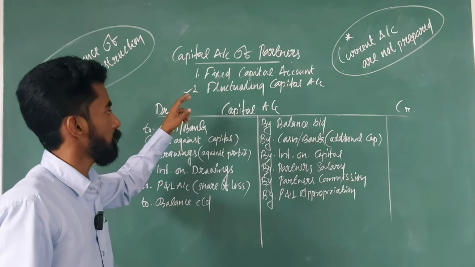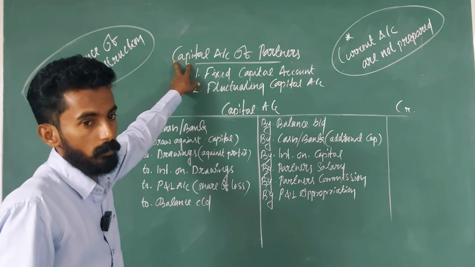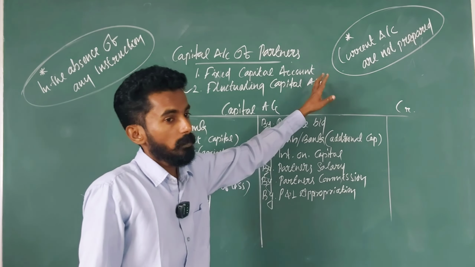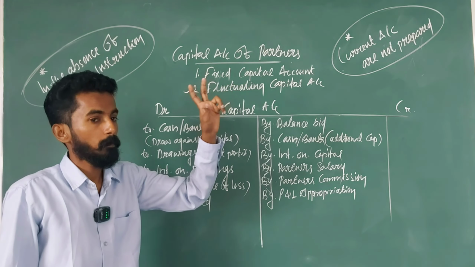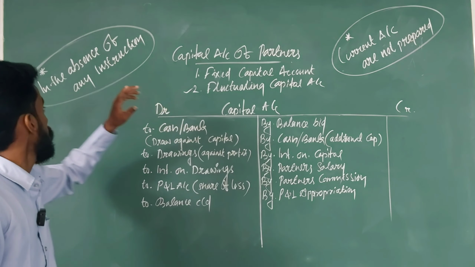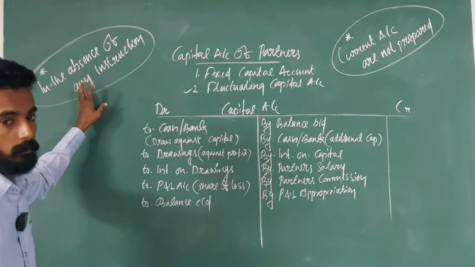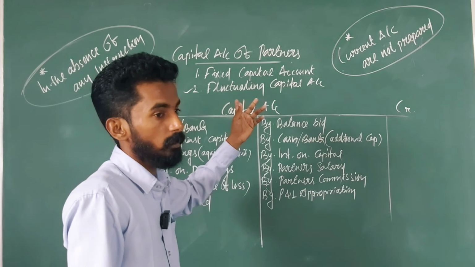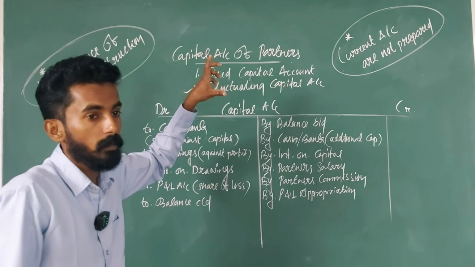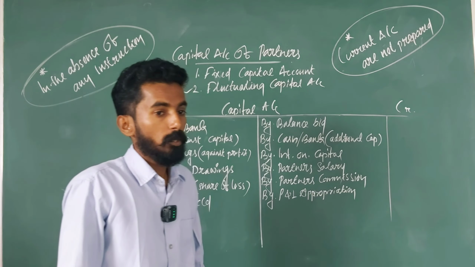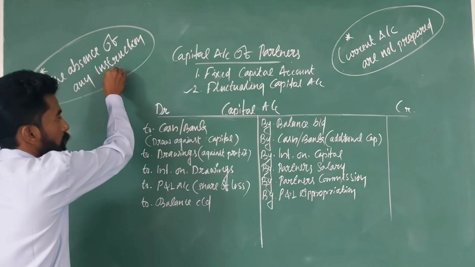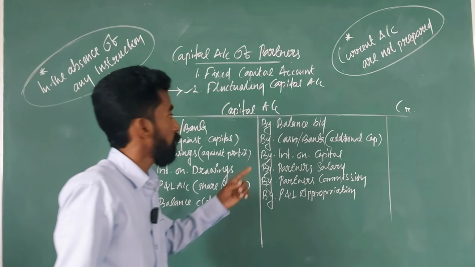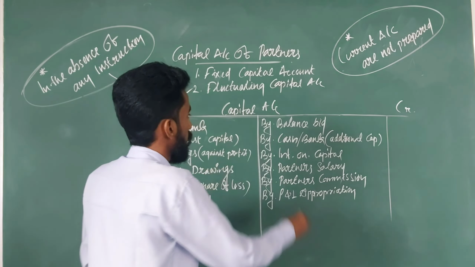So now we are going to discuss the second capital account, that is fluctuating capital account. Before that, there are two main important points that you have to note down. In the absence of any instruction, meaning if the question is silent about the preparation of capital, which capital are you going to prepare? Fluctuating capital. In the absence of any instruction, which method? Fluctuating capital method we can apply.